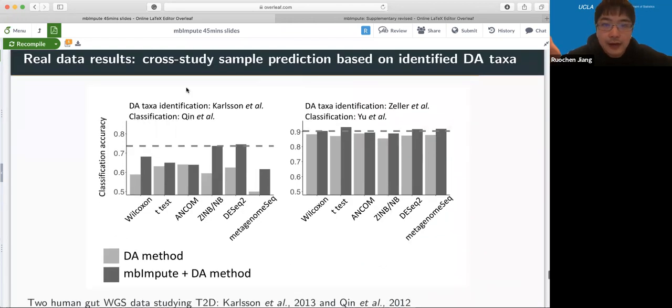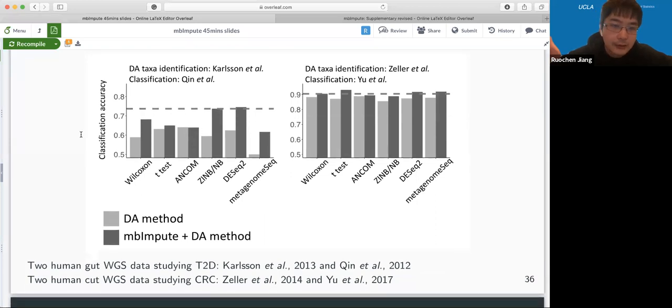I also evaluate the cross-study sample prediction results based on the identified DA taxa. When I use one method to find the DA taxa, I perform prediction on the other data, using just the DA taxa I found in the previous data, to evaluate the classification accuracy. We can see that mbImpute can make the subset of the matrix gain a better prediction result.